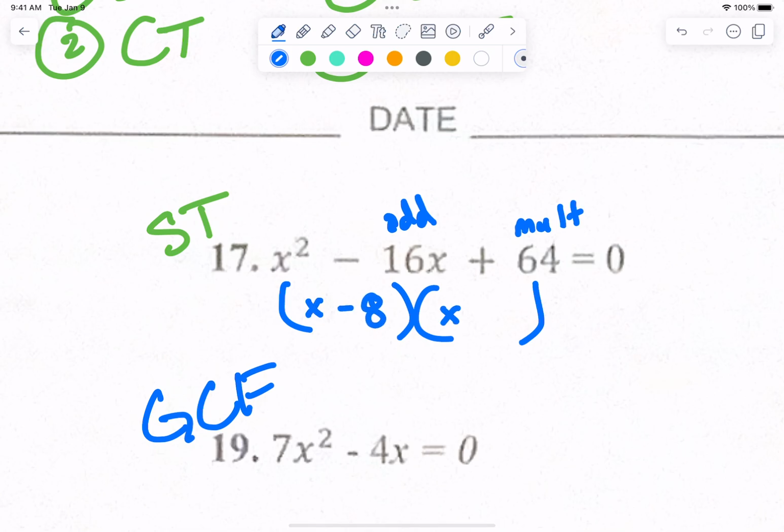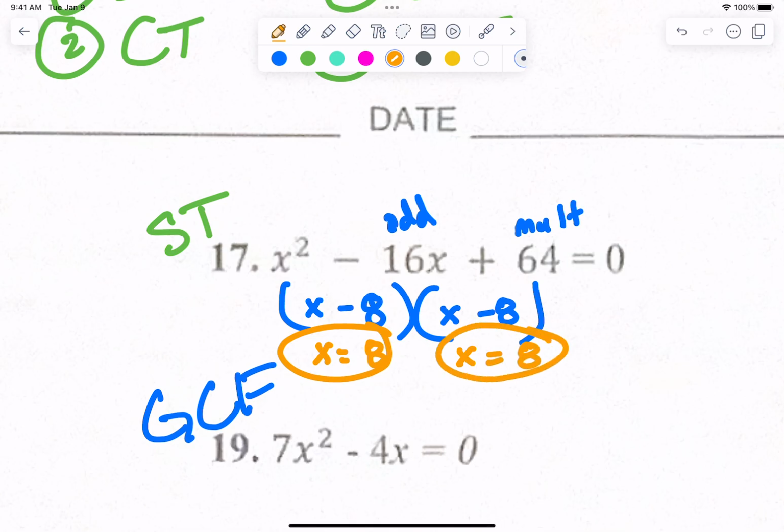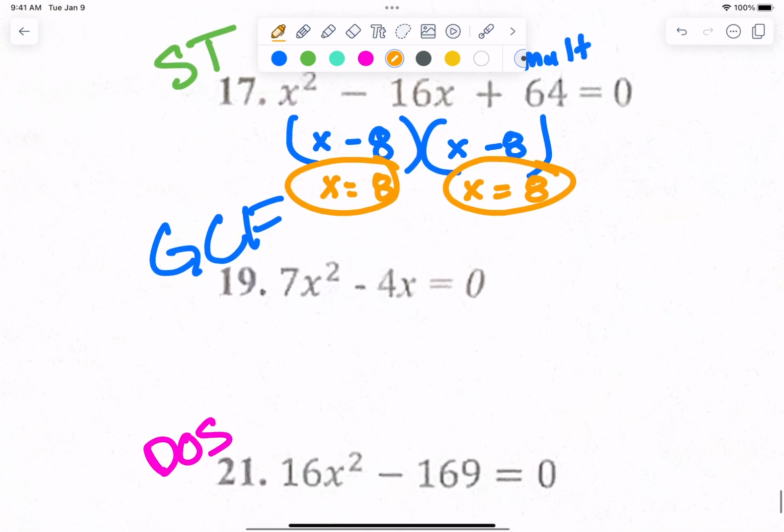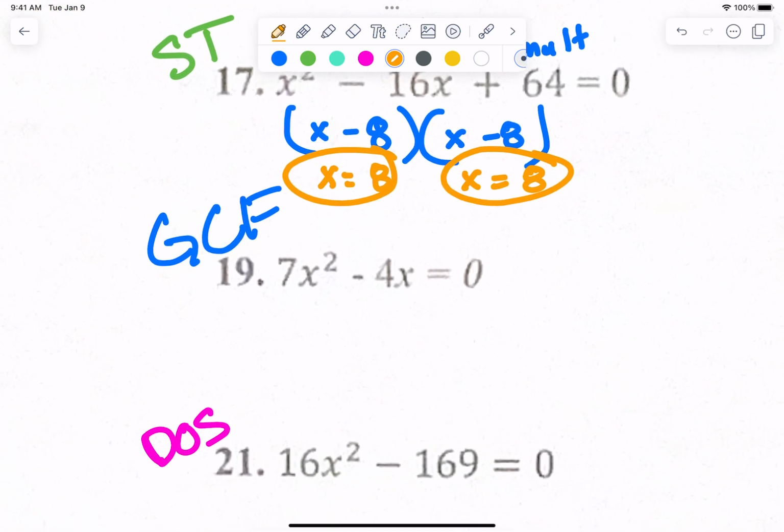If I set them equal to 0, x equals positive 8. There we go.